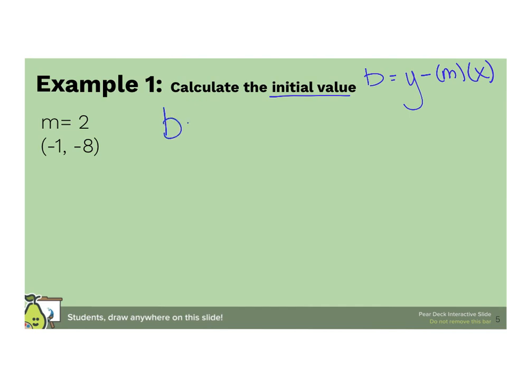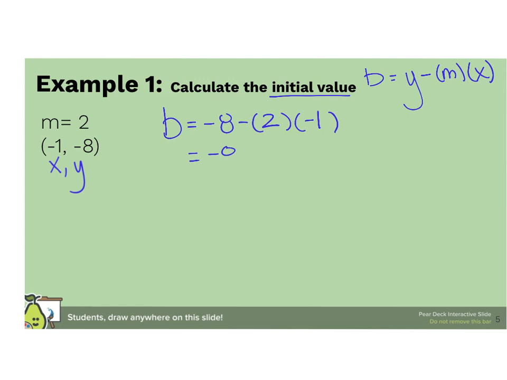So b equals y. Let me label this. Remember, every ordered pair is x comma y. Y is negative 8 minus, then I need my m, which is 2, and my x, which is negative 1. Now I just need to make sure I do my math in the correct order.